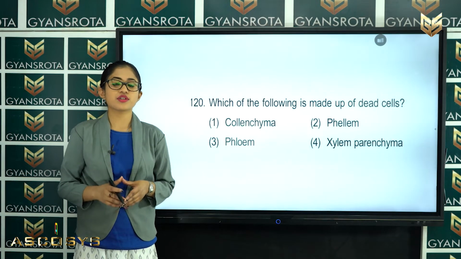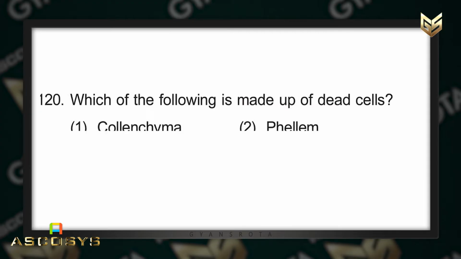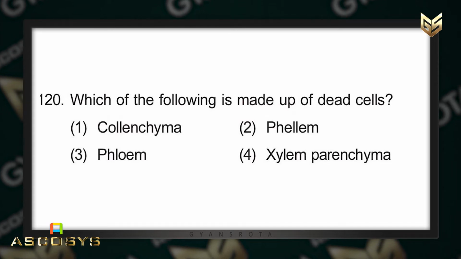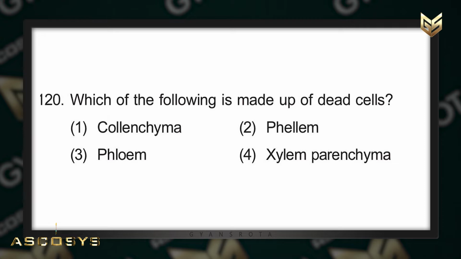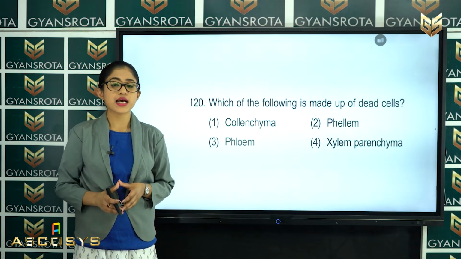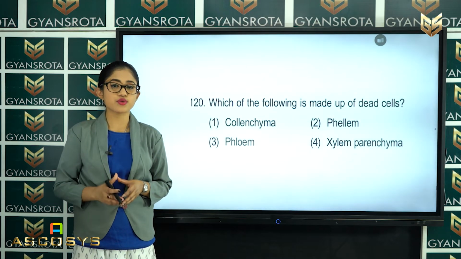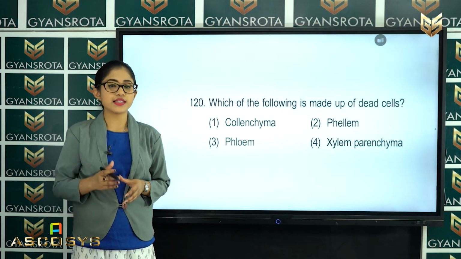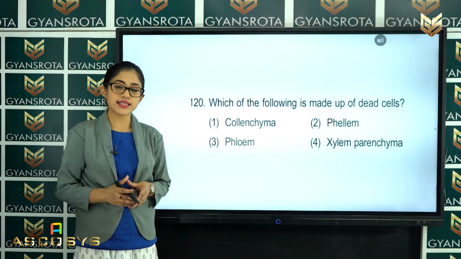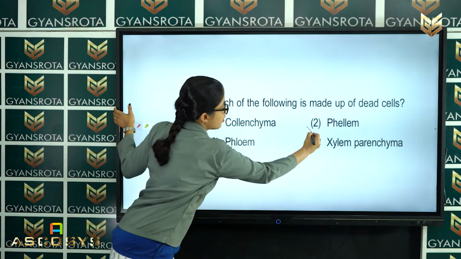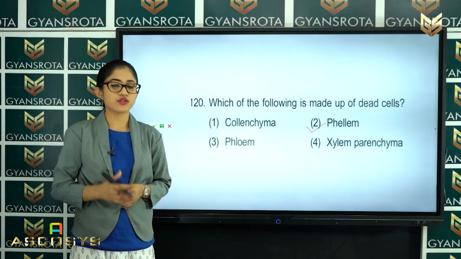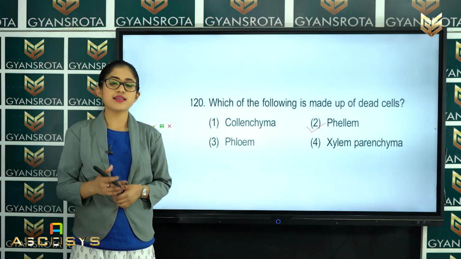In the next question, that is question number 120, which of the following is made up of dead cells? Collenchyma, phloem, xylem parenchyma, or xylem. So, these questions come from the chapter Anatomy of Flowering Plants. There we have discussed different types of tissues which are included in the plant tissues. So, what is the correct answer from these options? Which among them is made up of dead cells? That is option number 2, phloem cells. So, phloem is made up of dead cells. So, that is the correct answer. Now, let us see the next question.